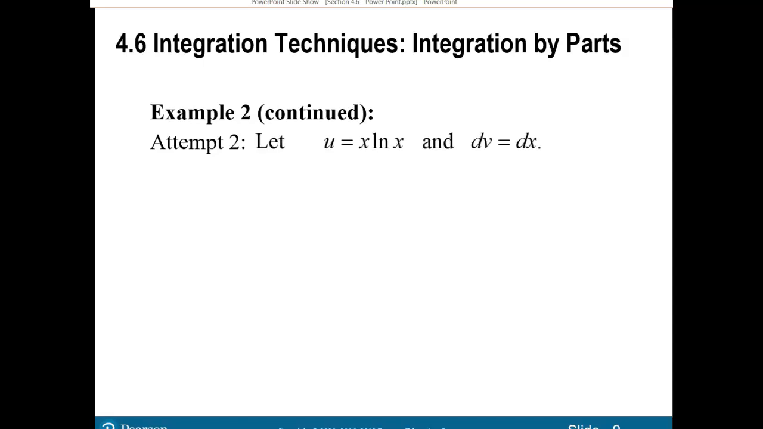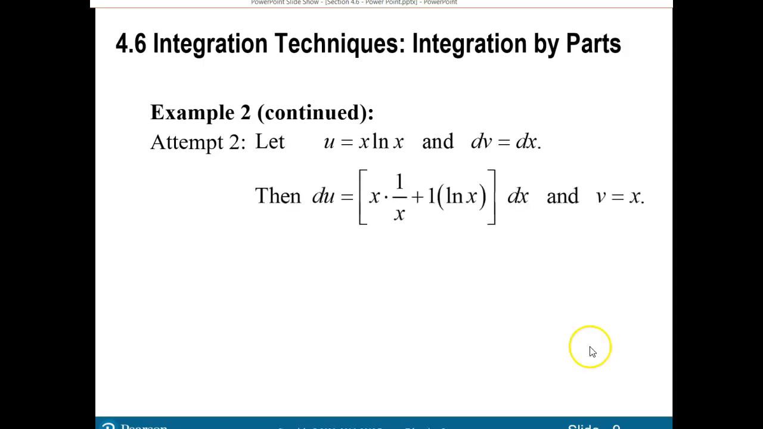All right, second attempt. Let u equal x ln x and just let dv equal the dx part. Okay, the problem here is you can differentiate this, but you have to use the product rule: the first function times the derivative of the second plus the derivative of the first times the second. Okay, and then the antiderivative of dv is v, and the antiderivative of dx is x.